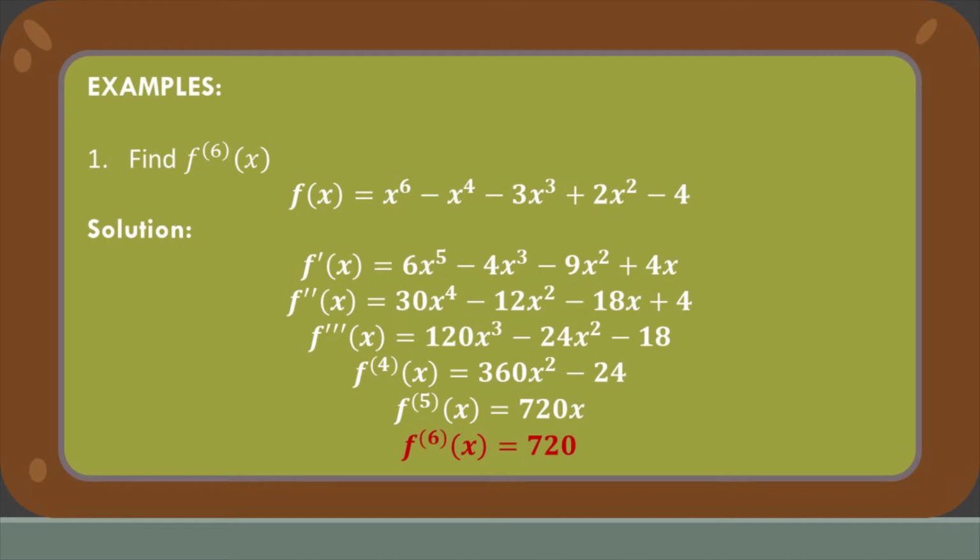And for the fourth derivative, we have 360x squared minus 24. And for the fifth derivative of the function, we have 720x. And for the sixth derivative of the function, we have 720 as our final answer.